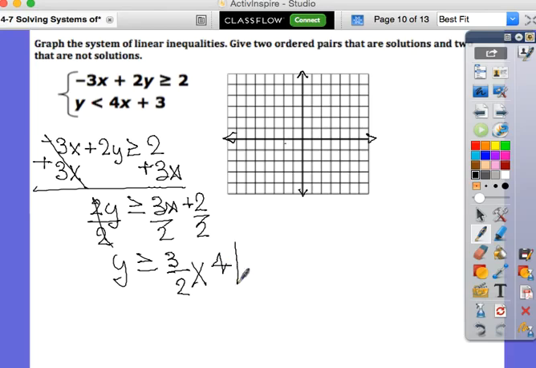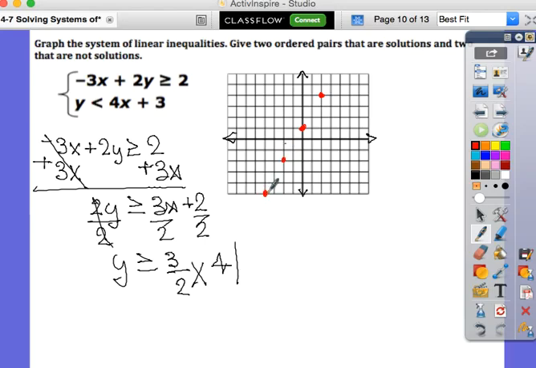Okay, so now we can graph that one. Great. So where are we going to start? At positive 1, and then we're going to go up 3 over 2. Right 3 and right 2. Good. The opposite of going up and right? Down and left.